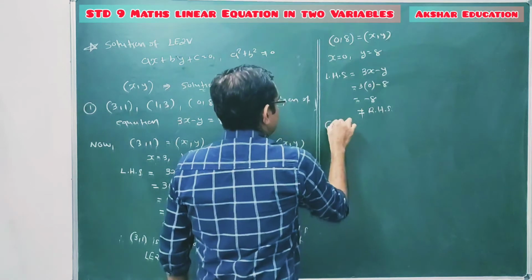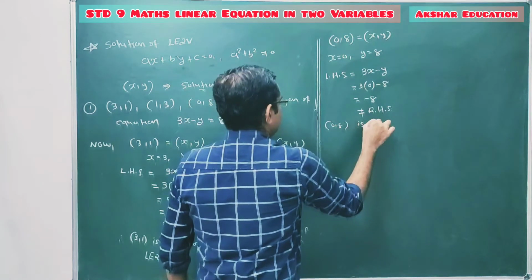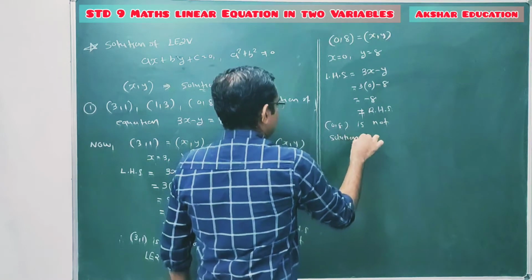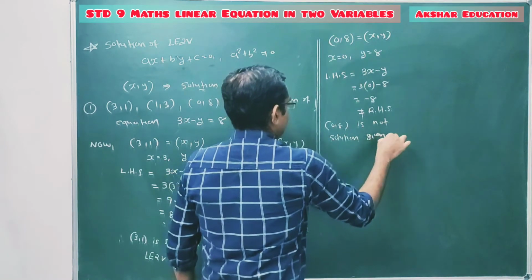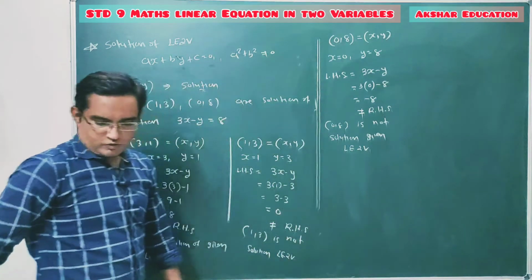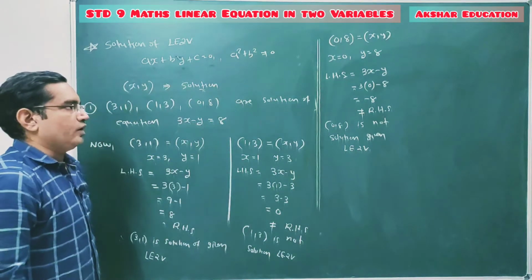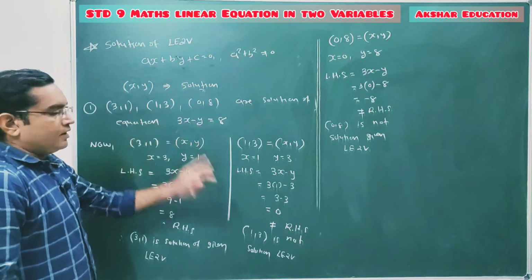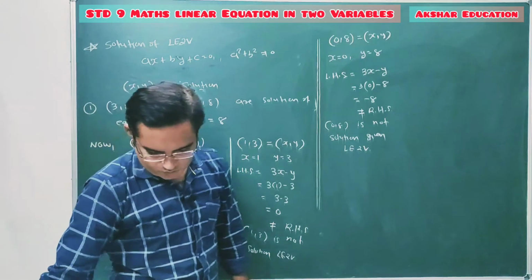So we can say that (0, 8) is not the solution of given linear equation in two variable. This is not the solution of linear equation in two variable. Clear students? So this is how you can verify whether the given ordered pair is the solution of linear equation or not.